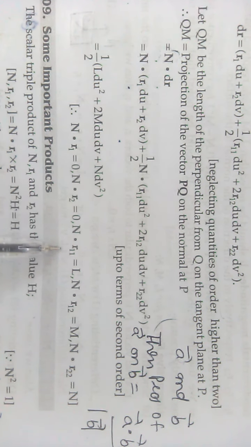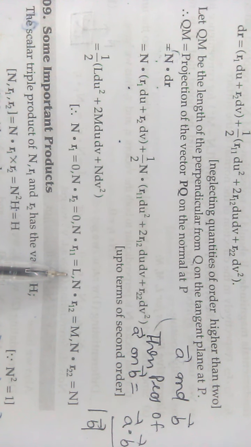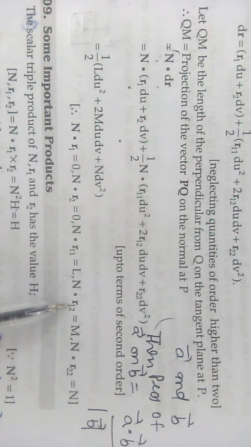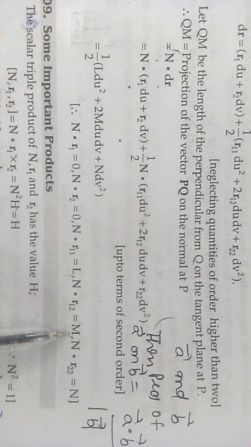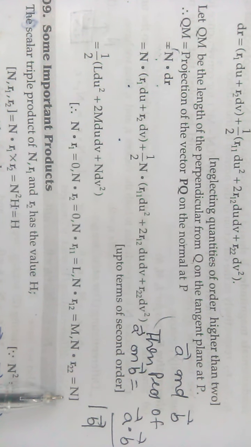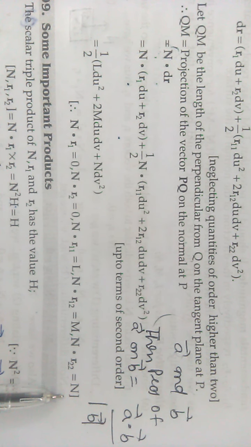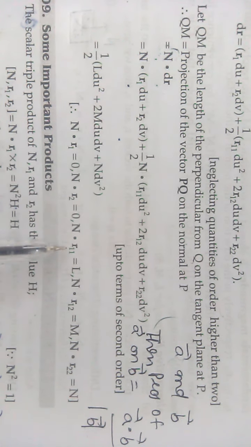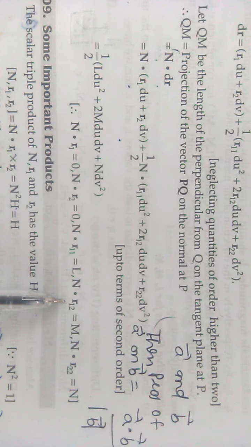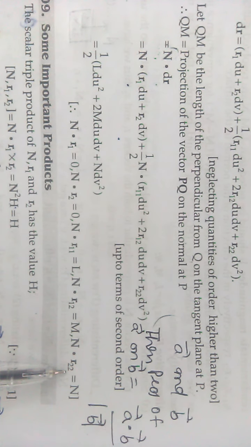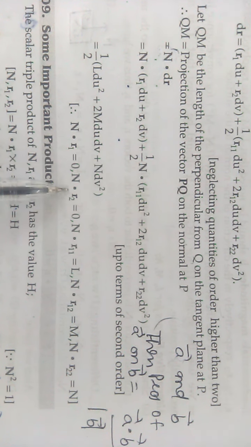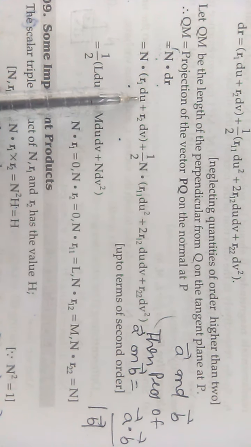And n dot r11, this is the second order fundamental magnitude, which we denoted by L. n dot r12 is m. n dot r22 is n. So we can substitute the values of n dot r11, n dot r12, n dot r22, n dot r1, n dot r2 in this expression.